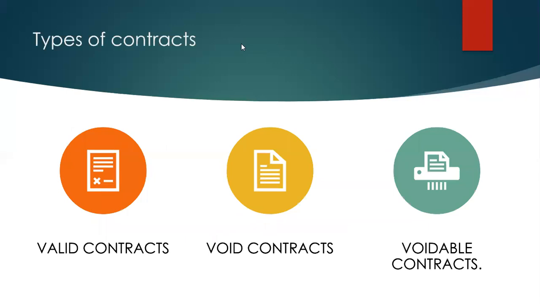So, types of contracts. Some of the contracts are valid. Most of the contracts would be valid. That means according to law, all the elements are there. So it's a contract, okay. Then there will be other contracts which are not valid, meaning void contracts. Another one is voidable contracts. Let's try to find out what they mean.